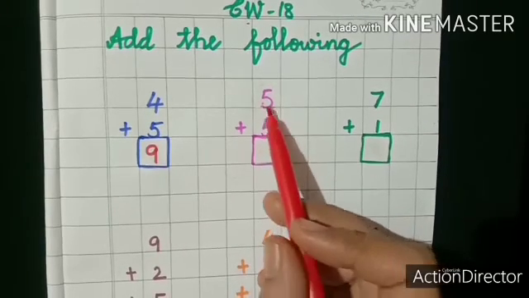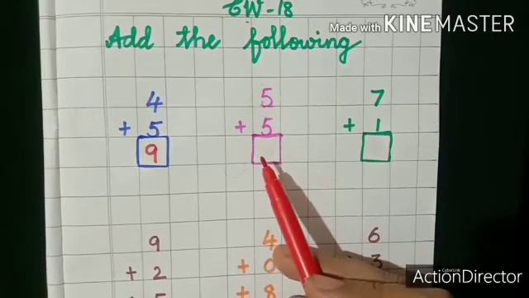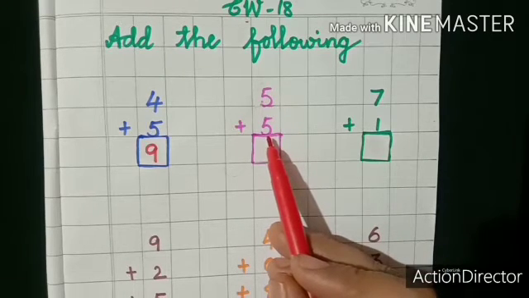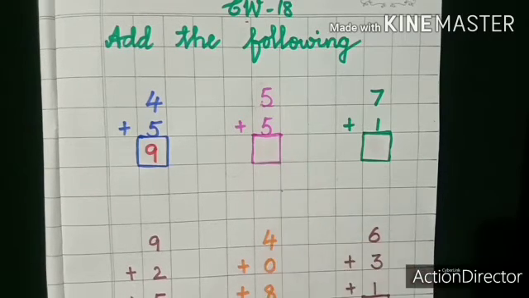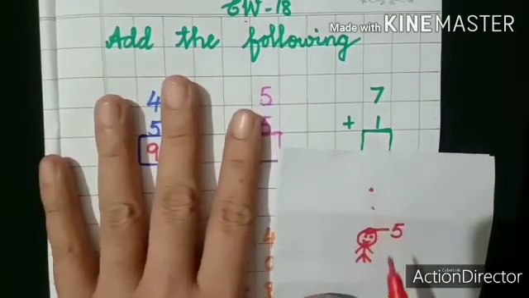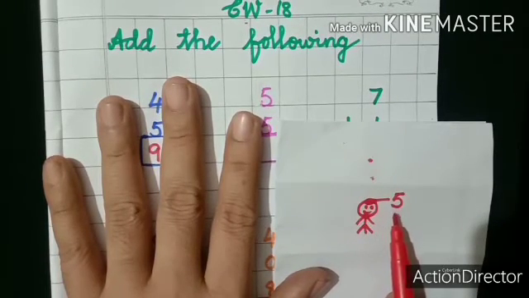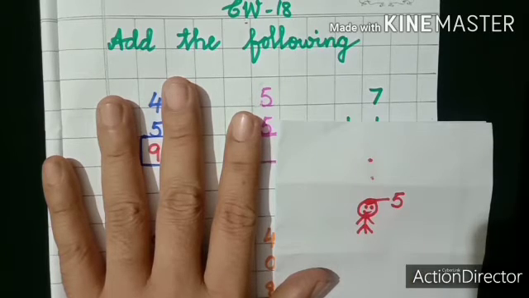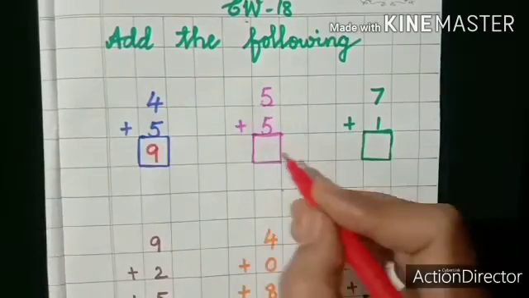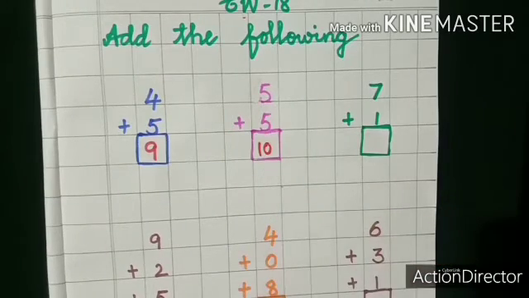Let's take one more example. 5 plus 5. In this example, both the numbers are same. When both the numbers are same, first number in my mind and second number on my fingers. So 5 in my mind and 5 on my fingers. Let's start counting after 5. What comes after 5? 6, 7, 8, 9, 10. So 10 is the sum. 5 plus 5 is equal to 10.